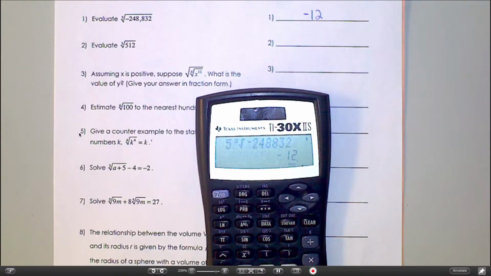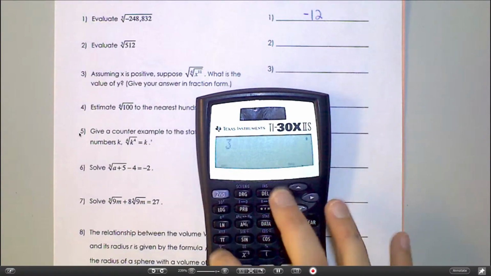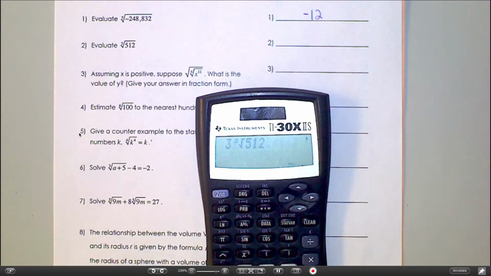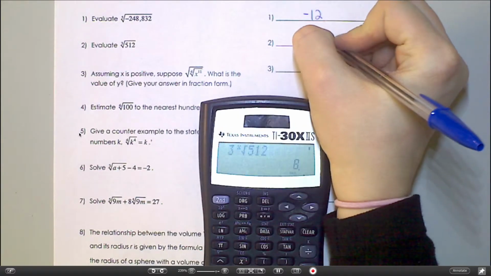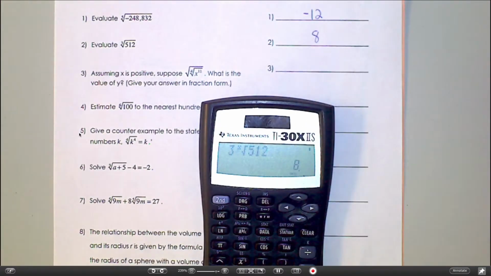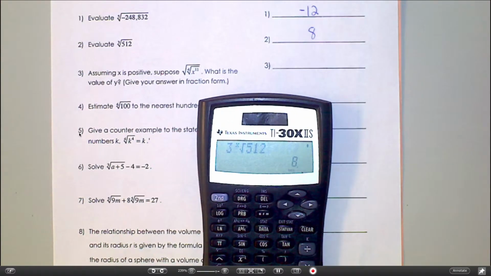Right, exactly. So for number 2, again, evaluate the cube root of 512. Okay, so evaluate, straighten your calculator.